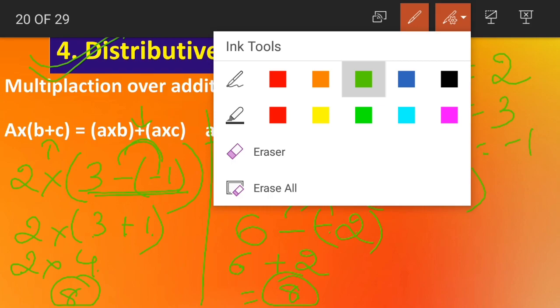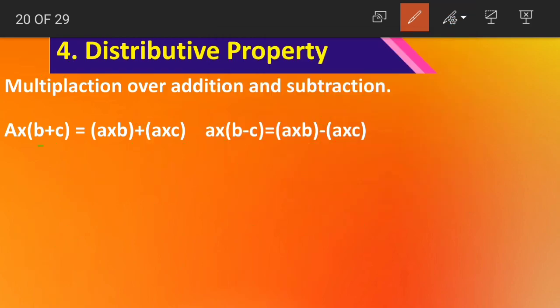Understood class? What did we do here? First we added the terms and multiplied. We checked the answer with multiplication. We considered two scenarios here. First was add and then multiply, and the other was multiply and add. In both the cases we got the same answers. Then we subtracted the terms and multiplied, or we multiplied the terms and subtracted. In this case also we got the same answers.